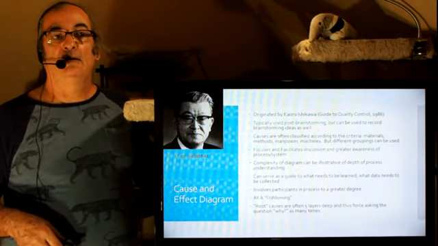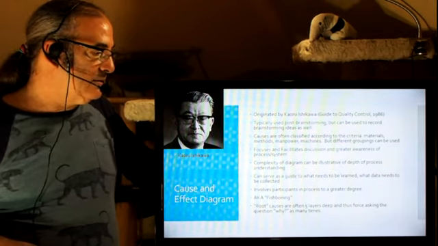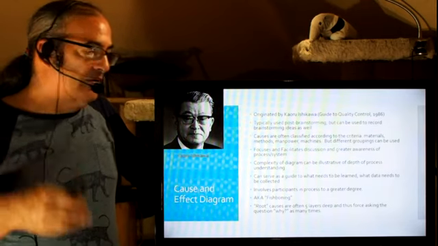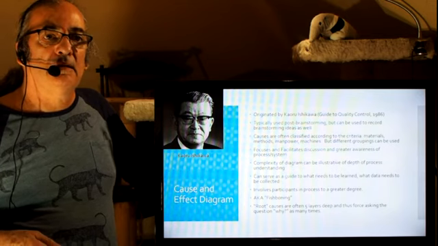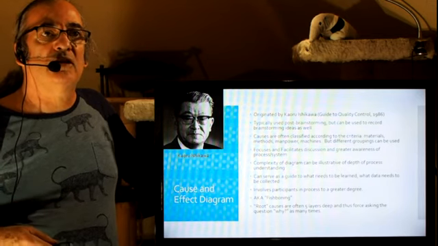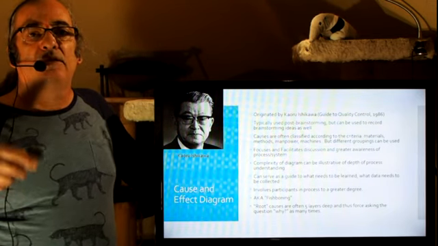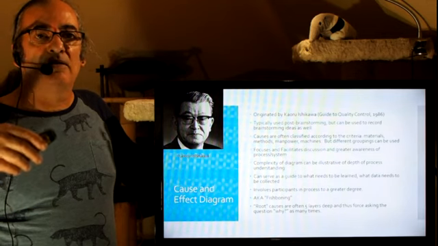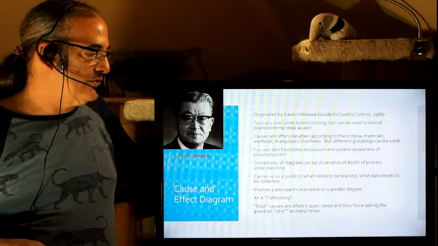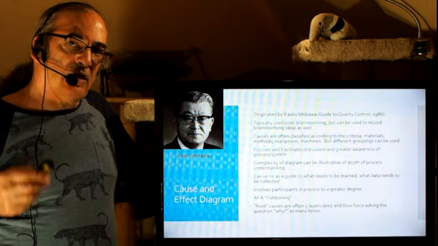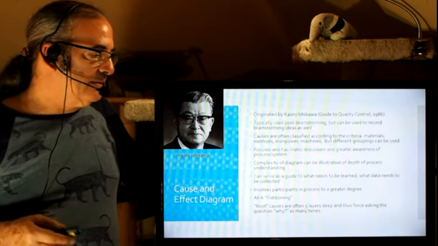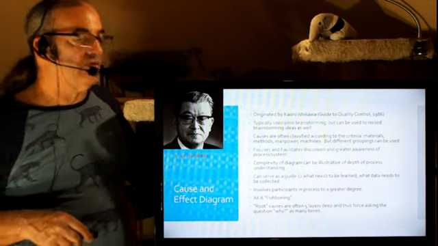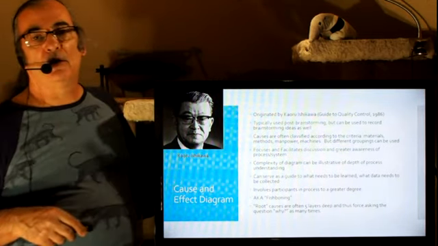Kaoru Ishikawa, right? He wrote the Guide to Quality Control in 1986. He worked with Deming and did a lot for us to understand how to apply the tools to a context of quality control within organizations. Right? So the cause and effect diagram, one of the most important, is typically used post-brainstorming, but can be used to record brainstorming ideas as well.